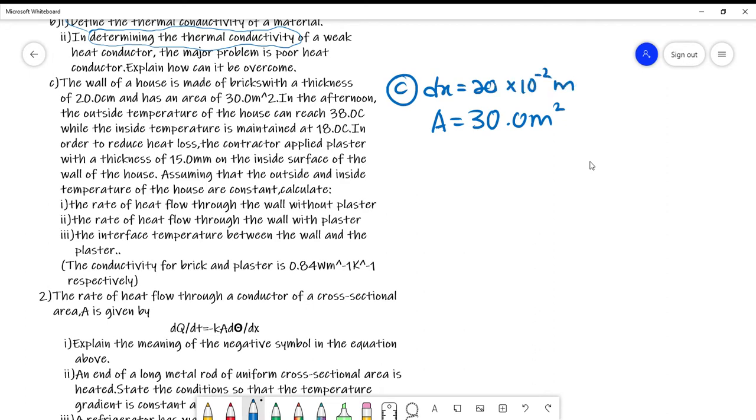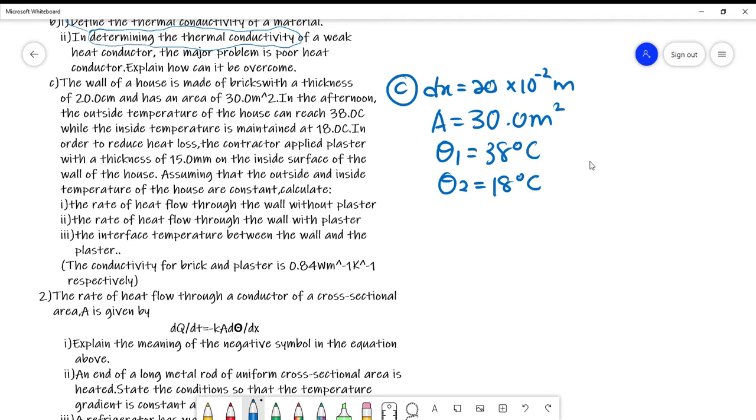In the afternoon, the outside temperature of the house can reach 38 degrees Celsius. So this is considered to be theta 1, which is outside the house, 38 degrees Celsius. In this case, what we use is in terms of theta. It's not necessary for us to convert it into Kelvin. While the inside temperature is maintained, this is theta 2, 18 degrees Celsius.